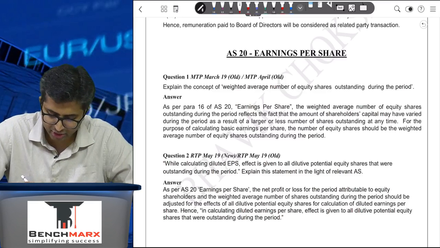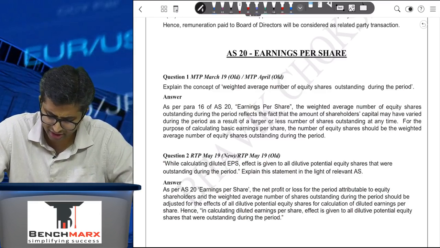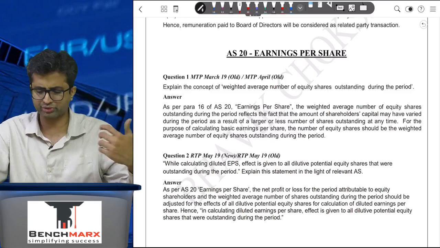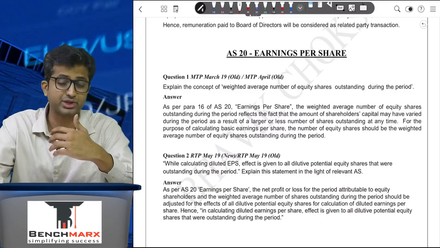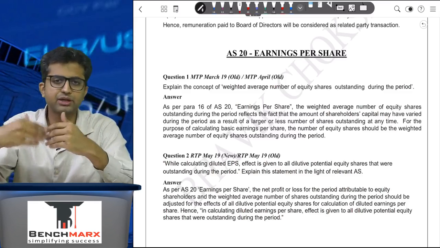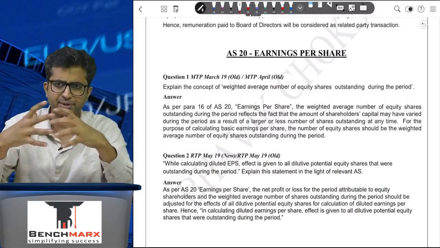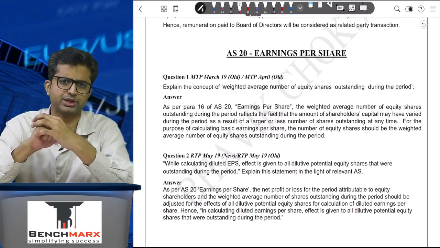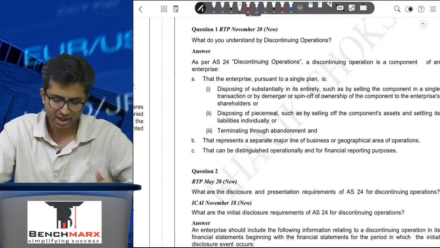Then while calculating diluted EPS, effect is given to all dilutive potential equity shares that were outstanding during the period. Explain in light with the relevant standard. Well, potential equity shares are those shares which have the potential to become equity shares, like convertible debentures, bonds, etc. If you have the potential, then they can increase your share capital and as a result reduce your EPS. So they have to be considered if they are dilutive, that is, they reduce the EPS.